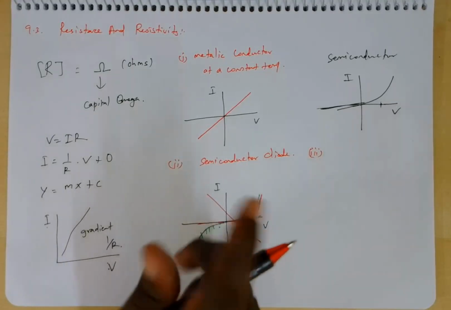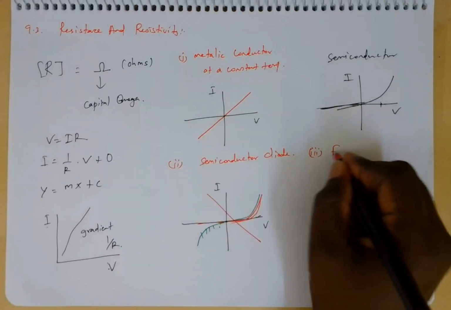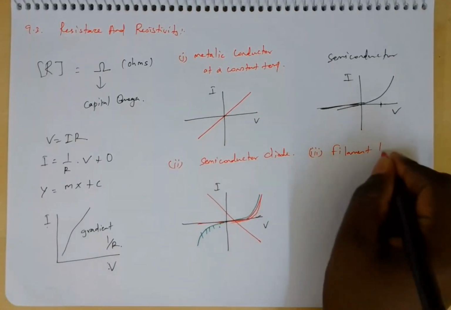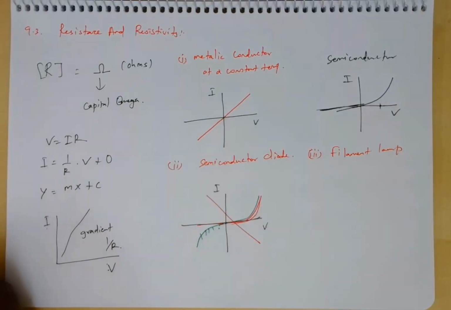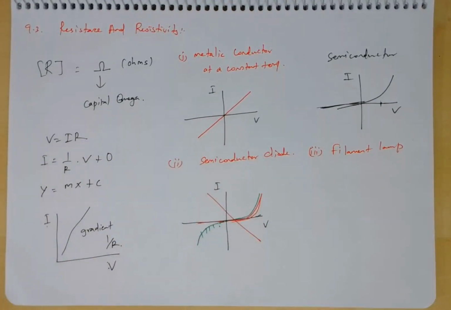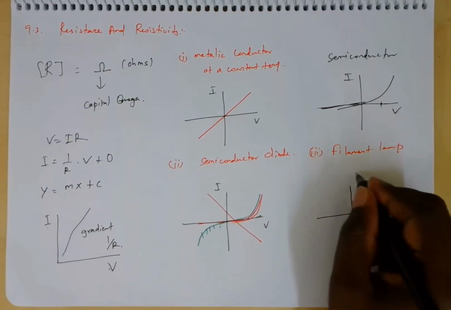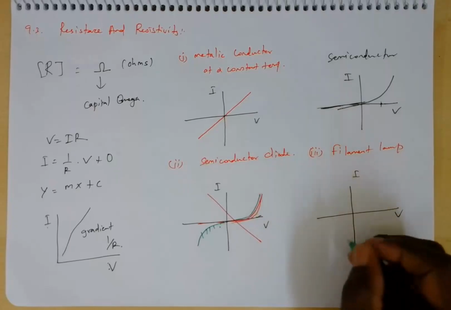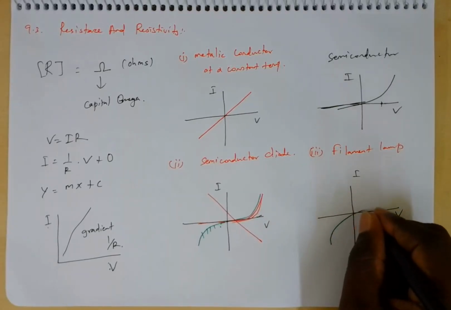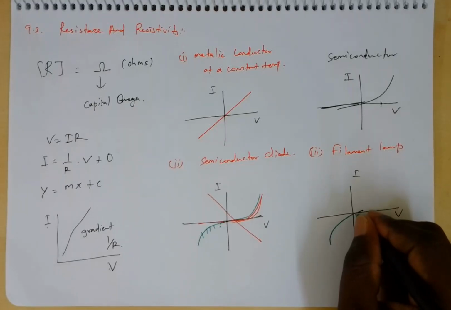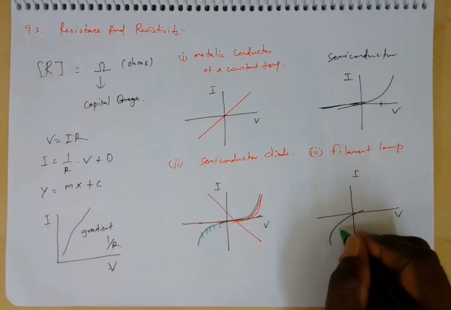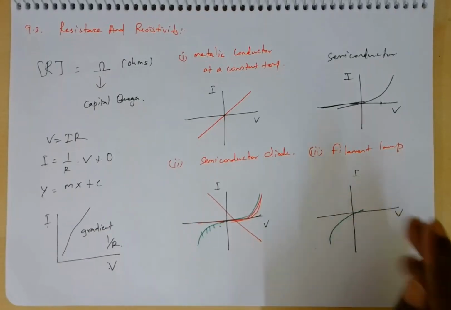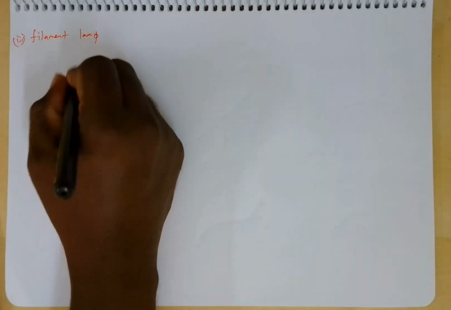So finally, it's a filament lamp. The filament lamp graph is actually this. A filament lamp works even in the opposite direction. I'm going to draw it here. So the filament lamp is this.